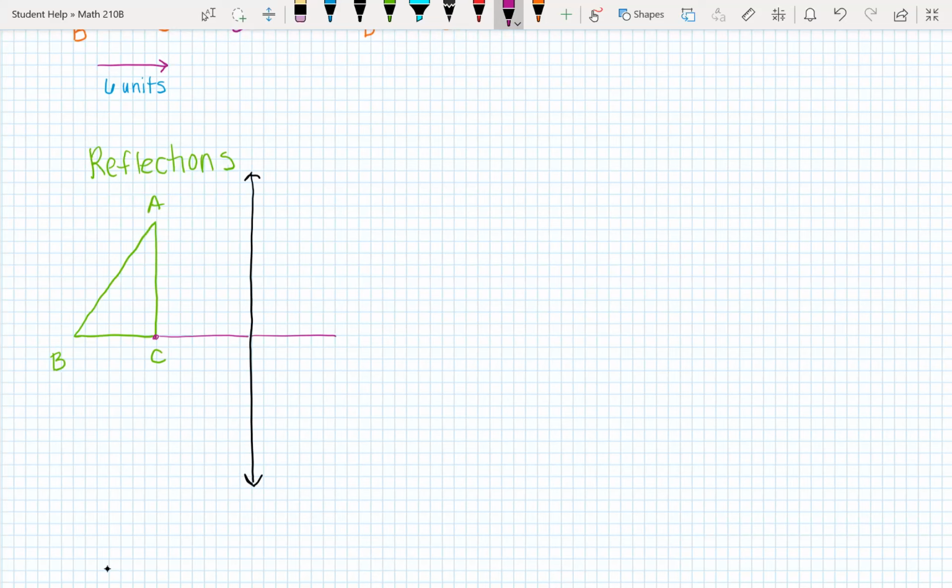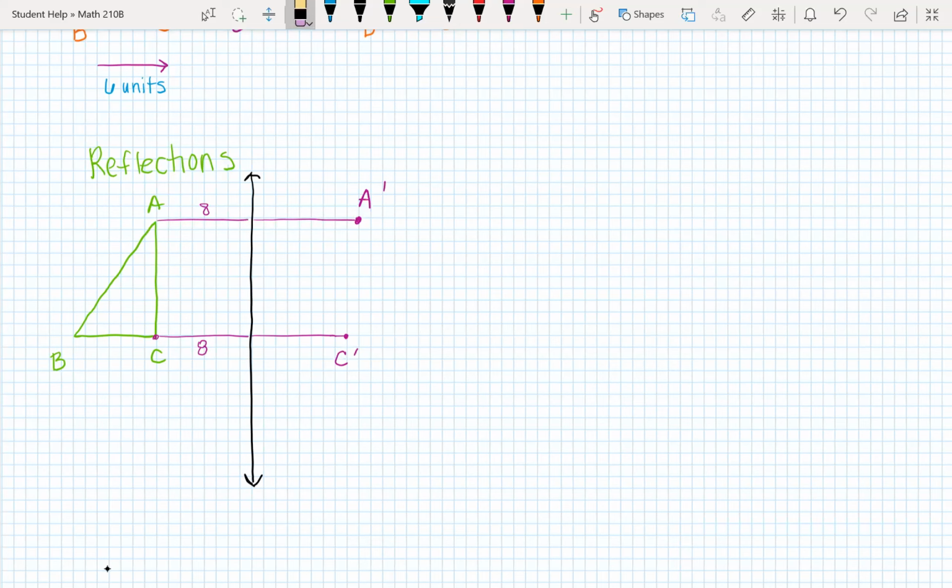So this is a length of 8. So if I go 8 in the other direction, here is where C prime is going to be. And notice that that line is going to meet perpendicularly with the line of reflection. Similarly, point A is going to be 8 away, and then we'll go 8 in this direction as well. So point A prime is going to be here.